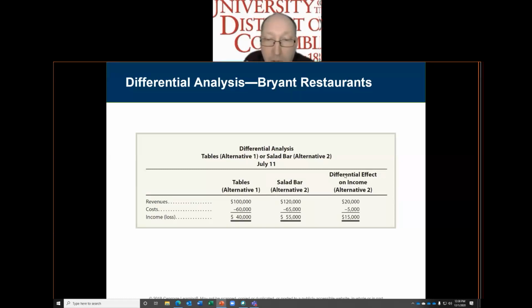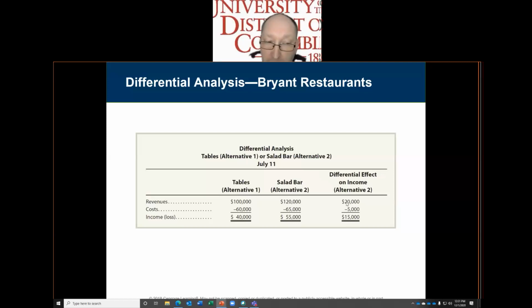The difference here: you take your highest minus your second highest. Alternative 2 minus alternative 1. Alternative 2 minus alternative 1 is $20,000 for revenue. 120 minus 100 is 20,000. We take our cost, 65,000, minus our cost, 60,000. The difference here is 5,000. The difference between income, 55,000, minus 40,000 is 15,000.